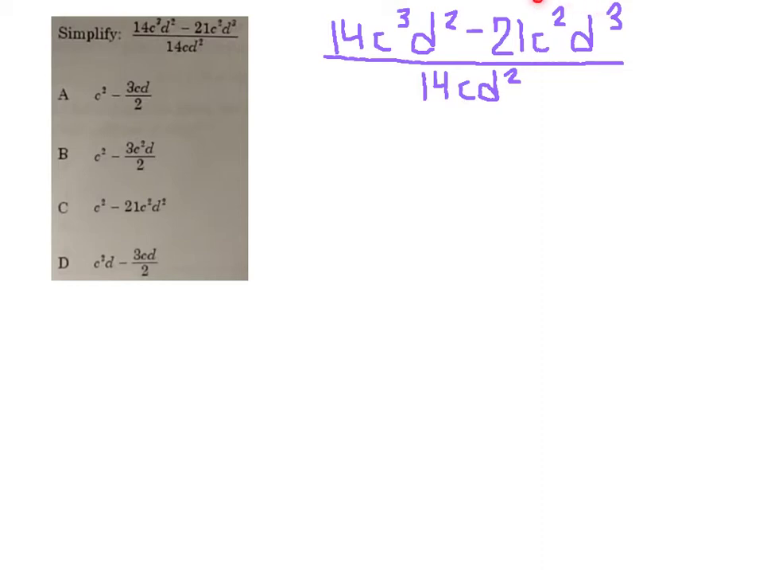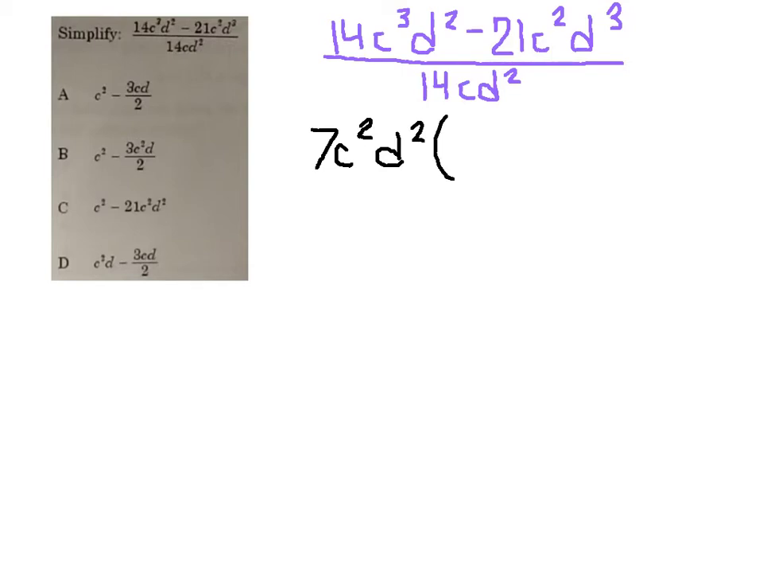On the top, the first thing I look for every time I factor is a GCF. The GCF I see on the top is 7, but that's not the only GCF. It's not just a number, we're looking at the variables as well. So they also have a C in common. The smallest exponent out of both of these C's is 2, so it's going to be C squared. They also have a D in common, where the smallest exponent is 2. So that's the GCF of the top.